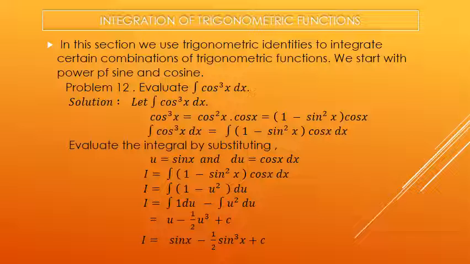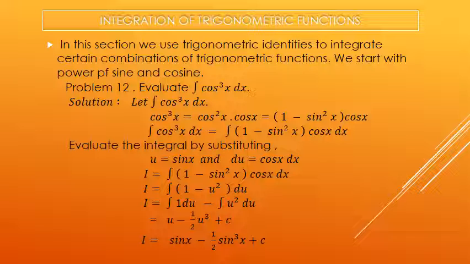So the integration of cos cube x dx equals the integral of (1 minus sine squared x) cos x dx. Again, we use the substitution method here. We evaluate the integral by substituting, and we put sine x equals u. When we take the derivative of sine, we have du equals cos x dx, because the derivative of the sine function is cos x. We substitute the values of u and du in the given integral.